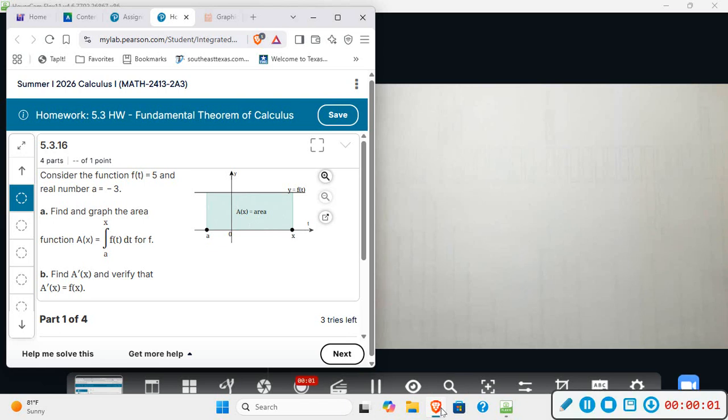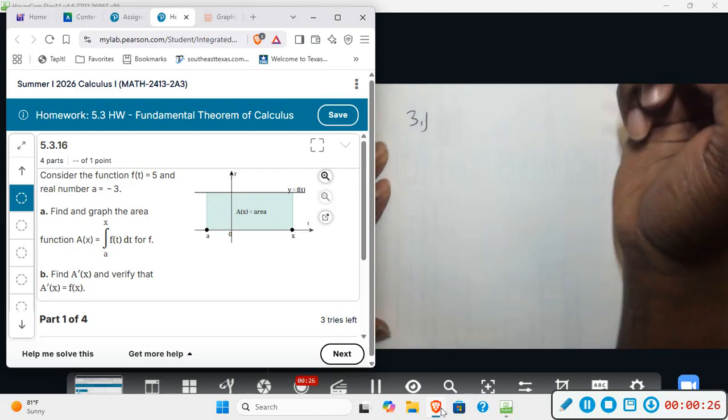All right, question number 3, we want to consider the function f of t is equal to 5, and a is going to be the real number -3. We're going to find and graph the area function A of x is equal to the integral from a to x of f of t dt.